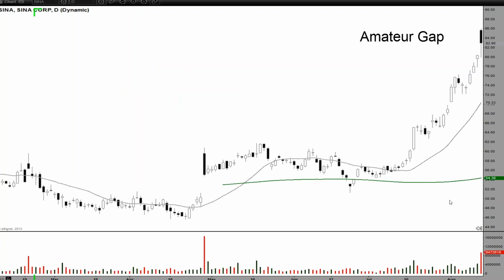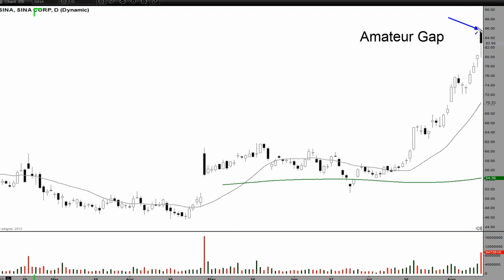Here's Cena. Real quick. Opened up here. Let's count the days. 1, 2, 3, 4. We'll count that as like one up day. 5, 6, 7, 8, 9, 10, 11. We'll count this as one up day. 12, 13, 14, 15. And then it gaps up to $86.